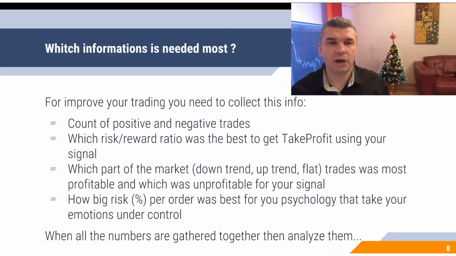So which information is needed most? To improve your trading on a live account, you need to collect this information. First of all, count all your positive and negative trades. Second, which risk-reward ratio was the best to get take profit using your signal? Third, which part of the market, it could be downtrend or uptrend or flat, was the most profitable, and which is unprofitable for your signal? And fourth, how big a risk per order was the best for your psychology, one that keeps your emotions under control. So when all numbers are gathered, then analyze them.